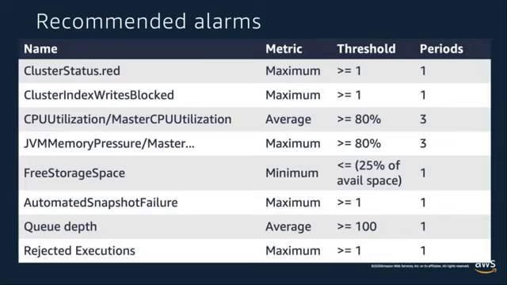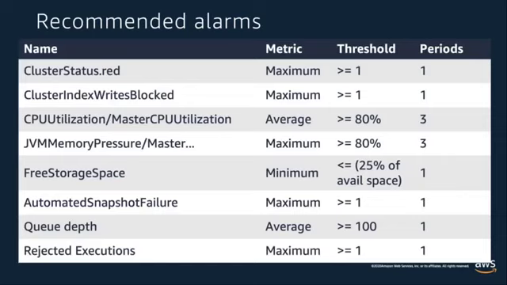You want to keep your average CPU to be less than 80%. Usually 60% is a pretty good target. And you want to keep your JVMs less than 80%. Elasticsearch garbage collects at 75%. So if it ever gets up to 80%, something is going south.